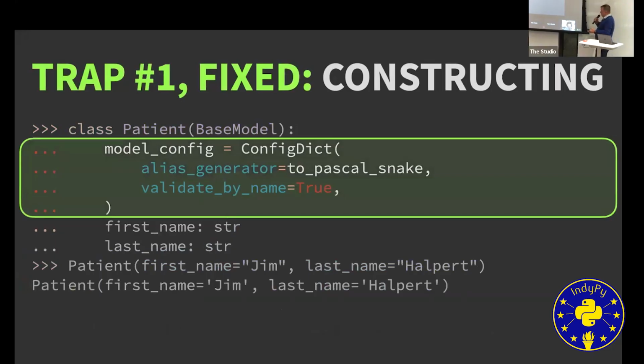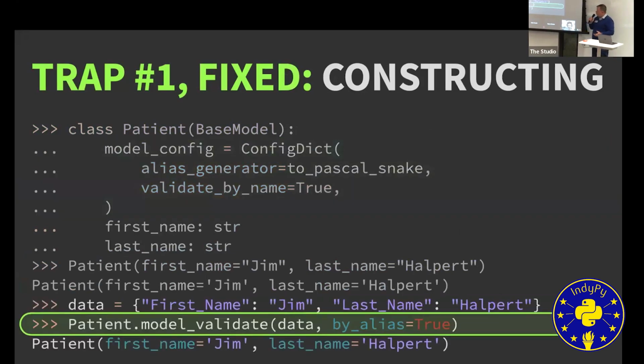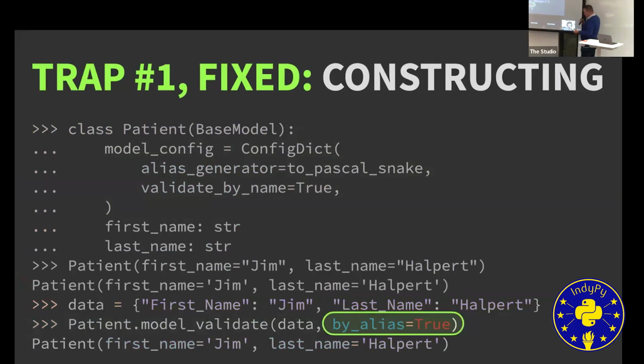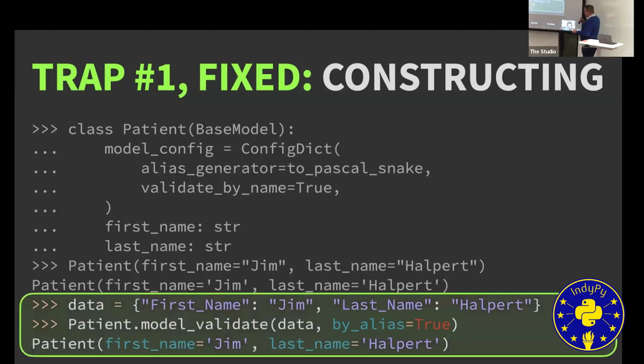We can switch the validation behavior to use field names by default rather than the aliases by setting the validate by name in the model config. The trade-off is that anytime we want to validate by alias, we now have to explicitly set it using that by alias setting. So as you can see, anytime that we want to do a model validate, we now need to explicitly set by alias.